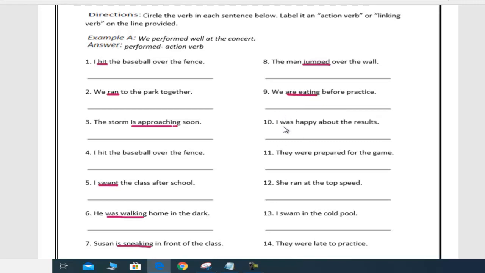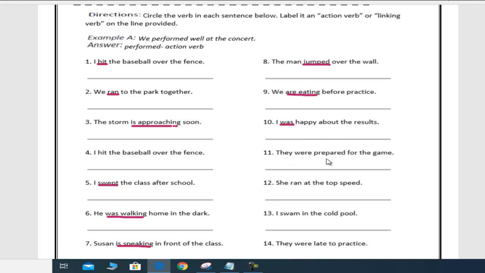I was happy about the results. Okay, how was I happy? So what is the verb? The verb is was. It's a linking verb. It connects the subject I to the adjective happy in the predicate. The linking verb tells how the subject feels or what the subject is. So how was I happy? So was is a linking verb.